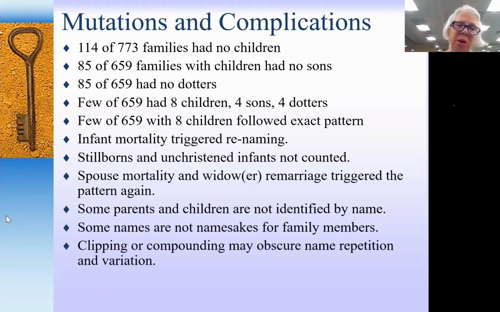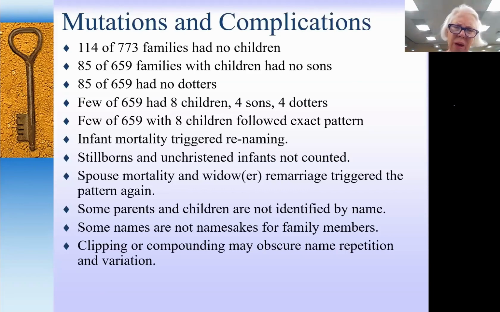And then some parents and children are not identified by name. Even if the daughter wasn't stillborn, her name might not be available in the archive or in the record that you're looking at, the microfilm that you're looking at. And some parents might not be identified. You know that there's a spouse, or maybe there's an unwed mother, and so the father's name is not known. And so you can't know what the father's name is to know if a child is named after the father, stuff like that. And then some names are not namesakes, like my mystery Christopher.